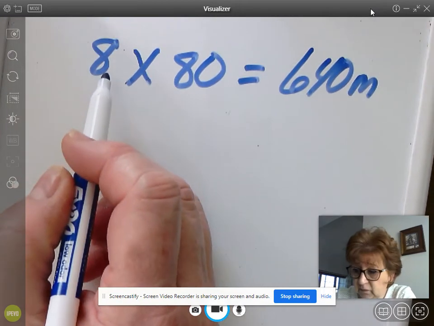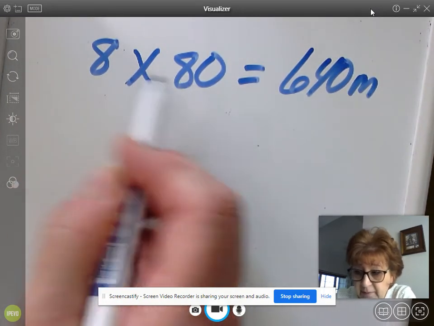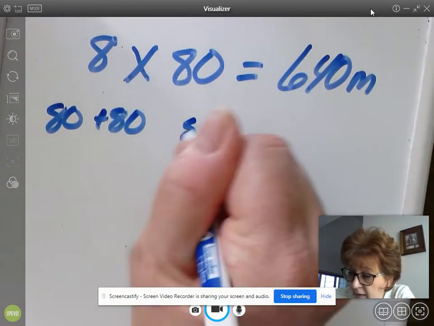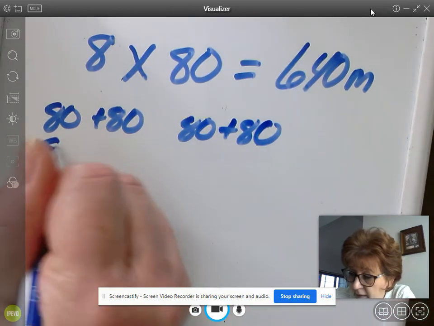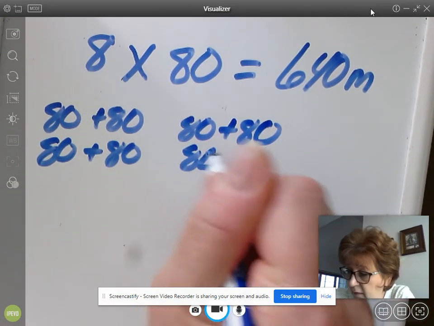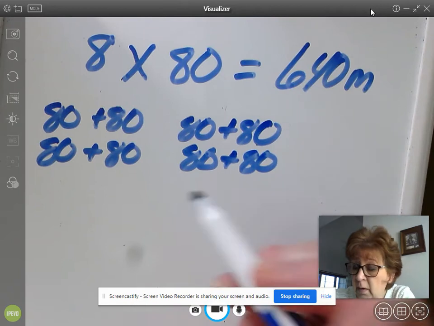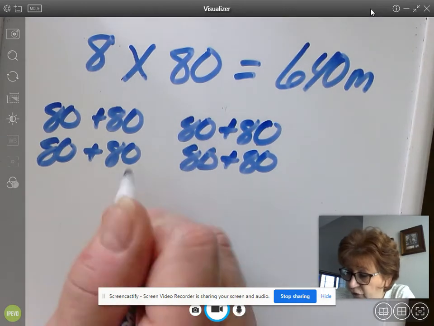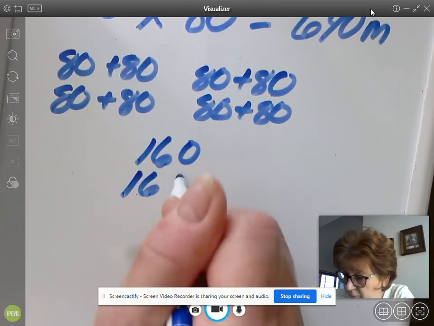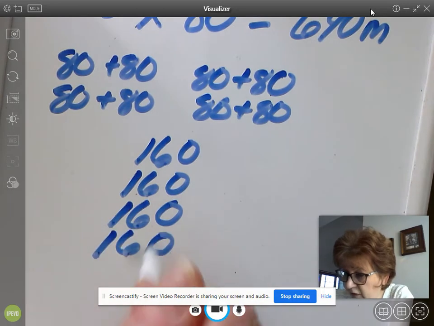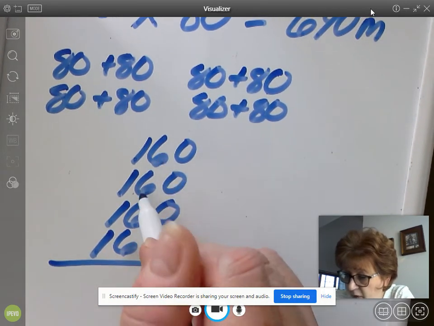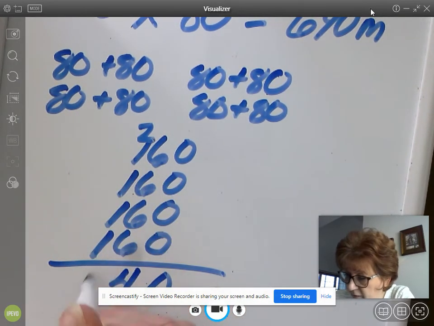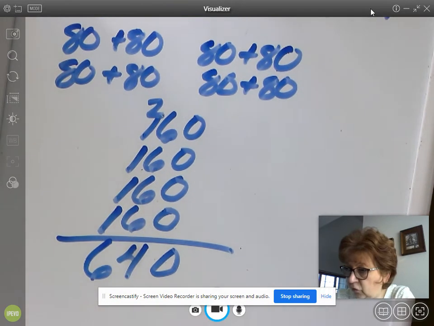If I have 8 groups of 80, I can put those into pairs. So I could do 80 plus 80, 80 plus 80, 80 plus 80, 80 plus 80. So I would have 4 pairs. All right, so 80 and 80 is 160. So then I could add 160 4 times for each of those groups, pairs. So 12 and 12 is 24. Carry my 2, 2, 3, 4, 5, 6. So again, I get 640 meters.